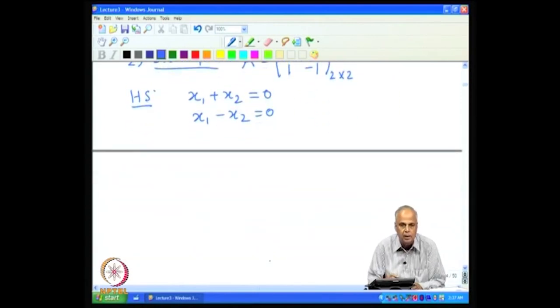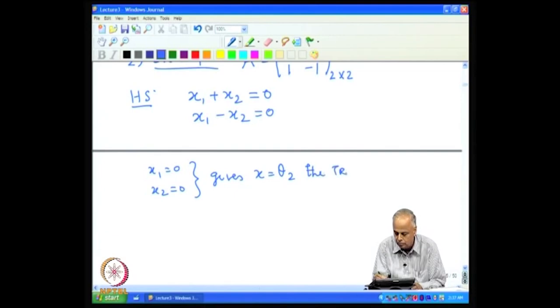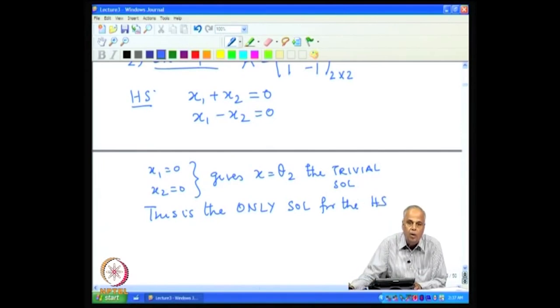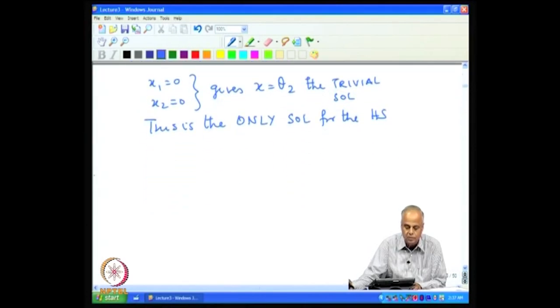And as observed earlier, the zero solution x1 equal to 0, x2 equal to 0 gives x equal to theta 2, the trivial solution. And from the system, we easily see that this is the only solution for the homogeneous system. So, here is an example of a homogeneous system where the only solution is the trivial solution. Let us now look at another example.